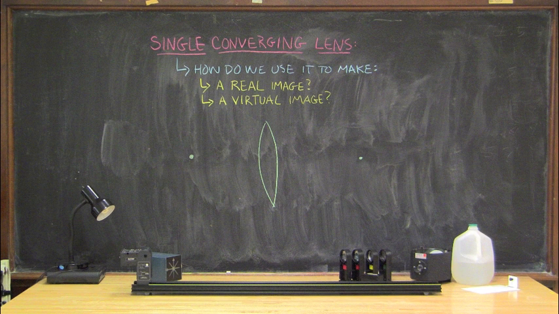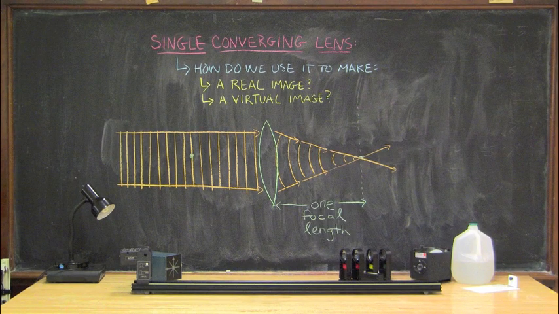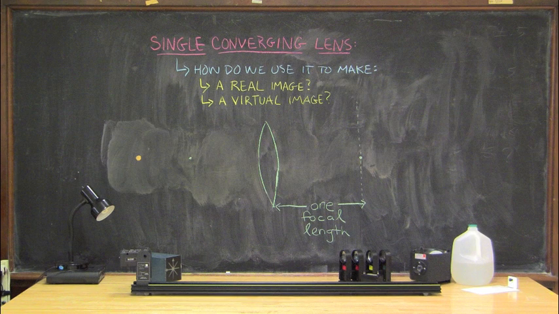A converging lens will take light from an object at infinity and focus it down to a point one focal length away. When this happens, we say that we've made a real image of the object at that point, since all of the light from the object really does pass through that point. In fact, if we place a screen there, we can see a little picture of the object out at infinity.